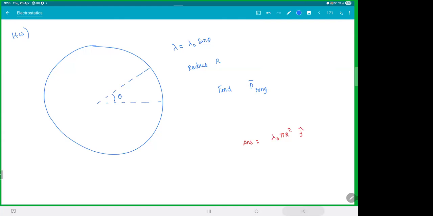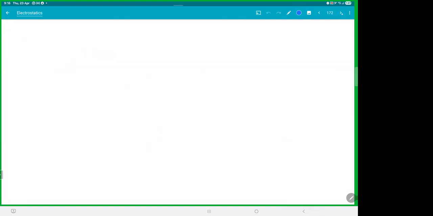The second part. How does this dipole create a field? Like what kind of fields and what kind of potentials does this dipole create? That's the second part. So field and potential due to a dipole.